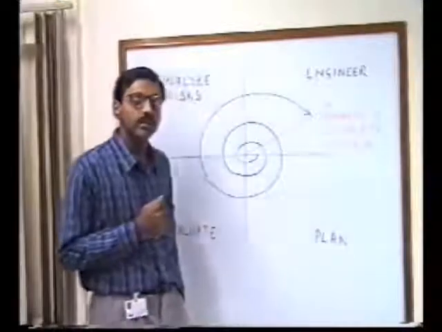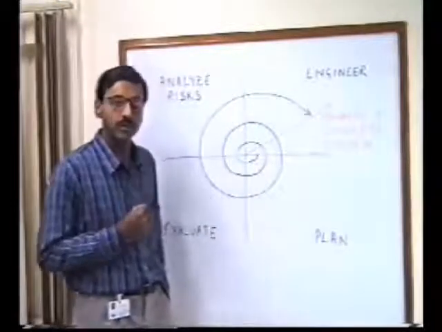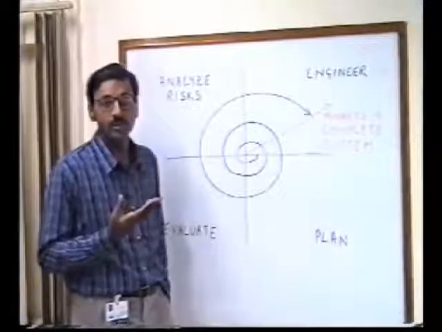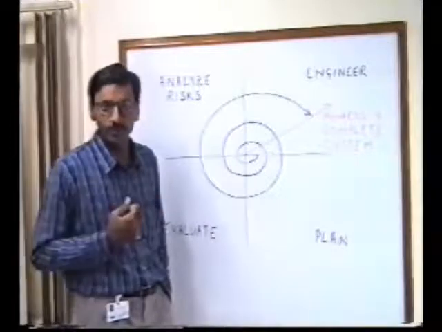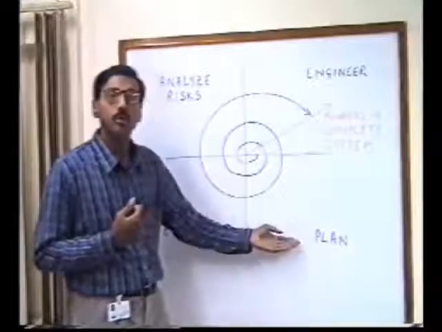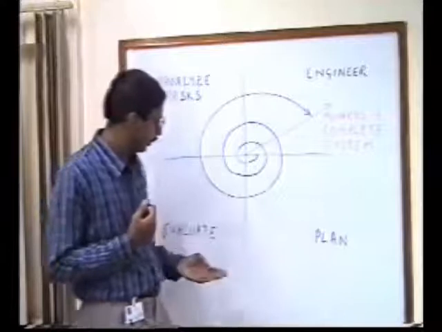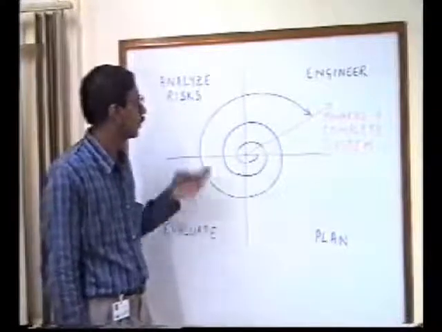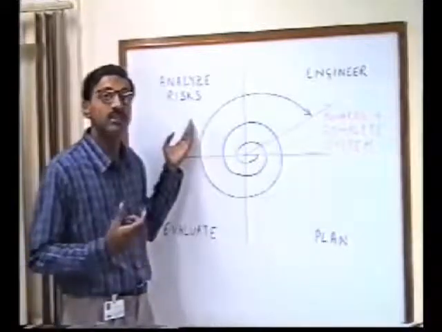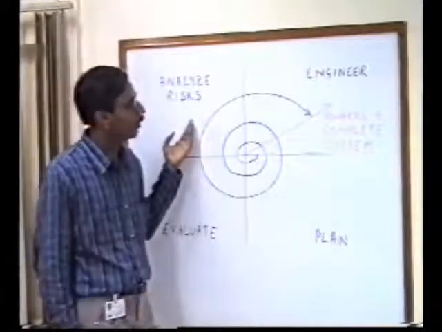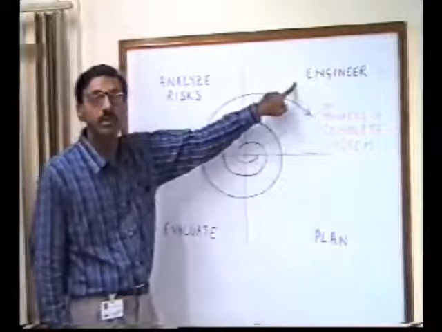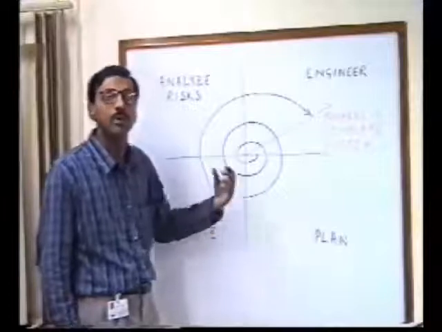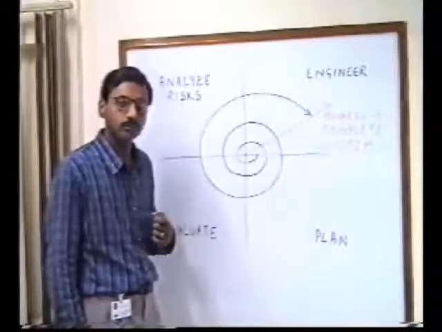What this model recommends is that you do 4 things for each stage, whether it be requirements analysis, design, or coding. First, you plan the stage. Then, you evaluate the alternatives you have for that stage. Third, you analyze the risks that the stage faces. Finally, you engineer or execute the stage. This way, you spiral outwards towards a complete system.